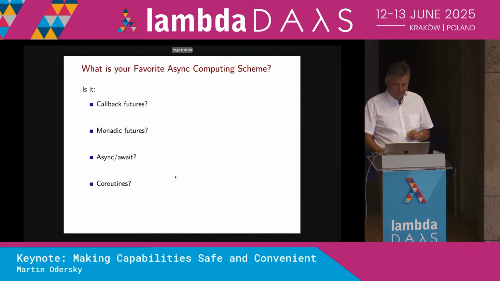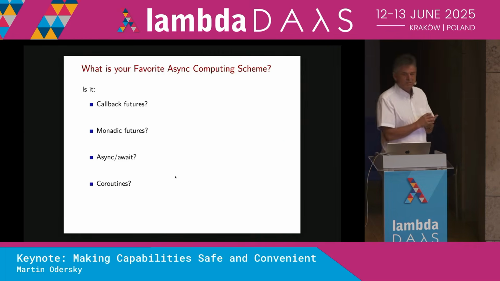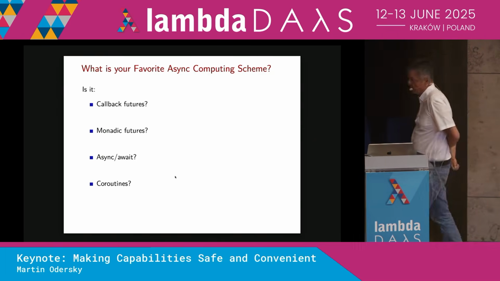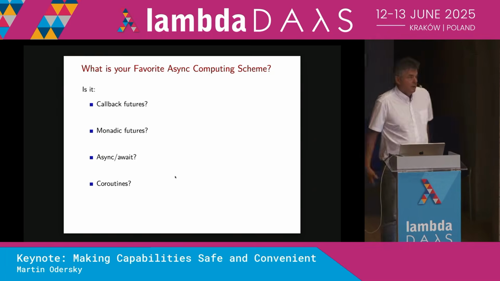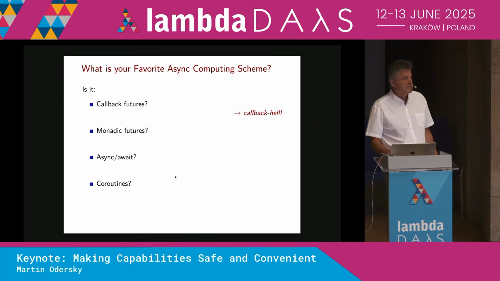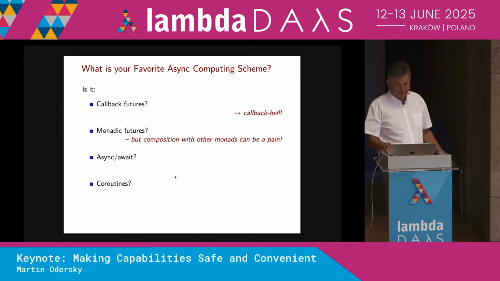Okay. So the other question is, what's your favorite async computing scheme? So lightweight threads waiting for events. What do you do? One choice is callback futures, but that leads you straight into callback hell. Monadic futures are better, but again, you have the problem that compositions with other monads can be a pain. So async plus error, maybe we should have a single monad for that.